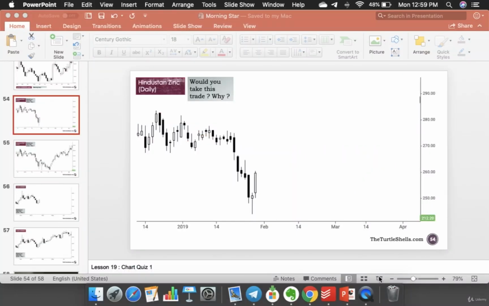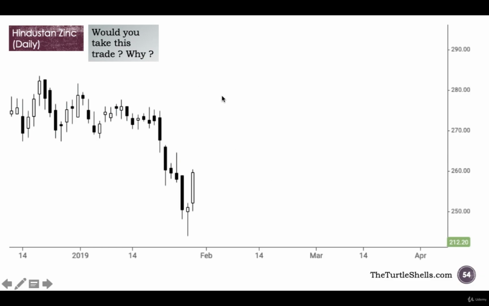Alright, now it is quiz time. Would you take this trade? If yes, why? If no, why? So this is the Hindustan Zinc daily chart. Have a look at this chart. Think about it, and would you take this trade based on what you see here? This is a Morning Star pattern. I wouldn't give you many hints here. Just pause the video, come back to it.